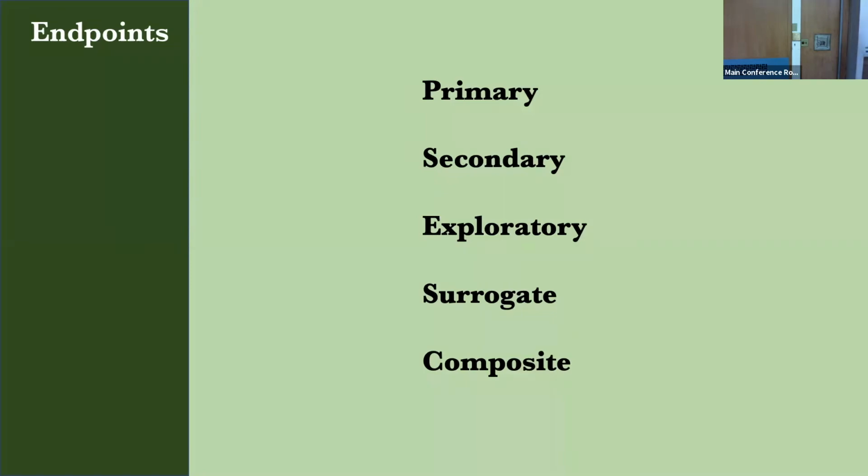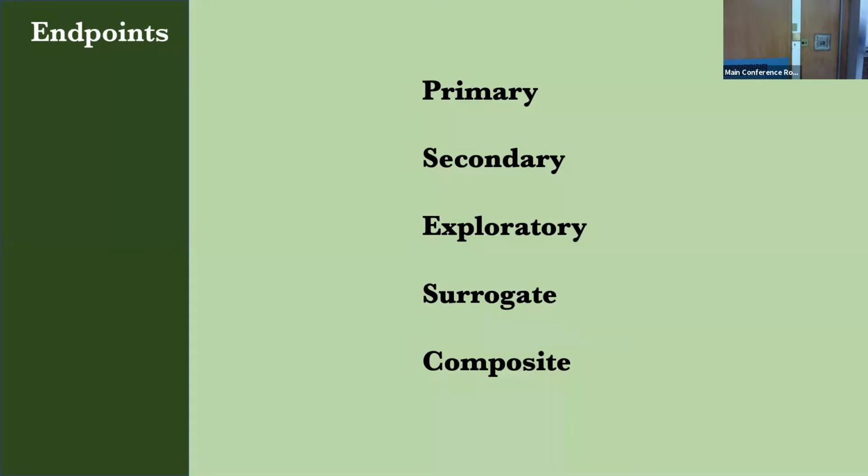And then you have exploratory outcomes. These are outcomes that you know are very infrequent. You're not going to have enough number of outcomes, but you just want to get a sense of their frequency so you can build your future studies. These are hypothesis generating outcomes.